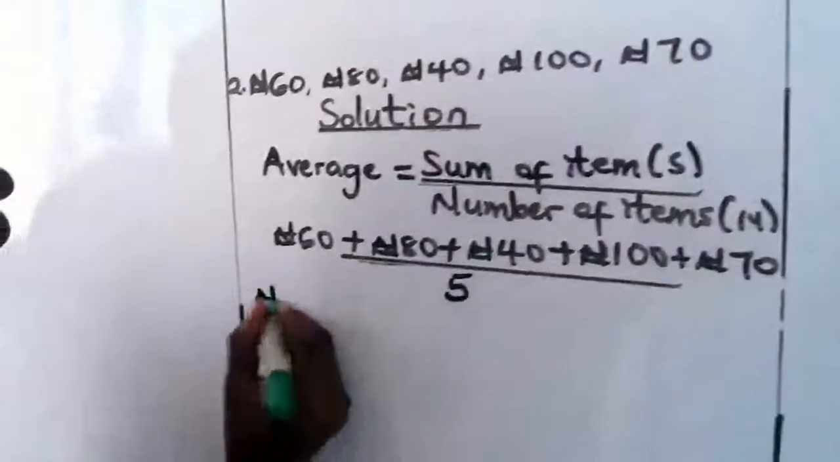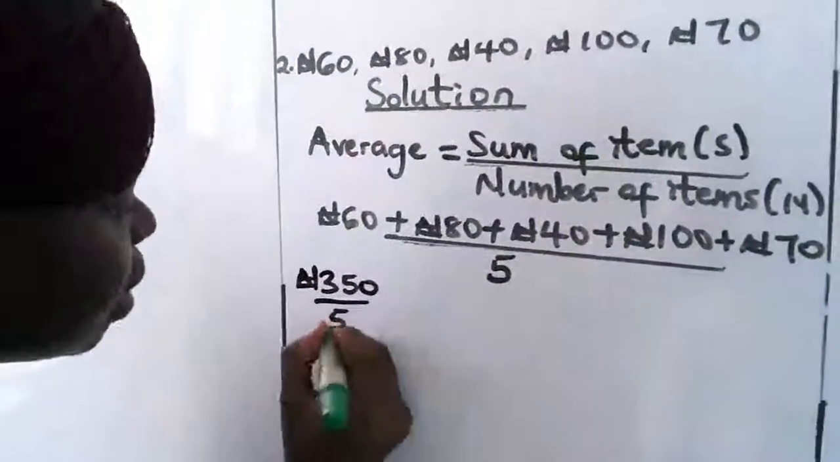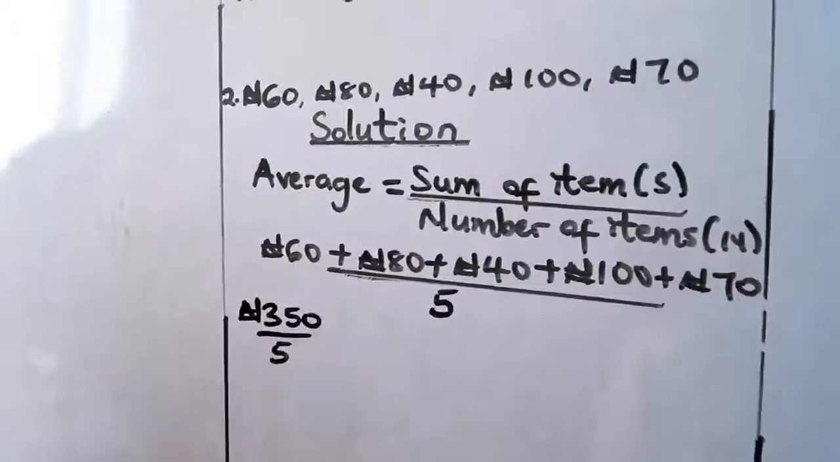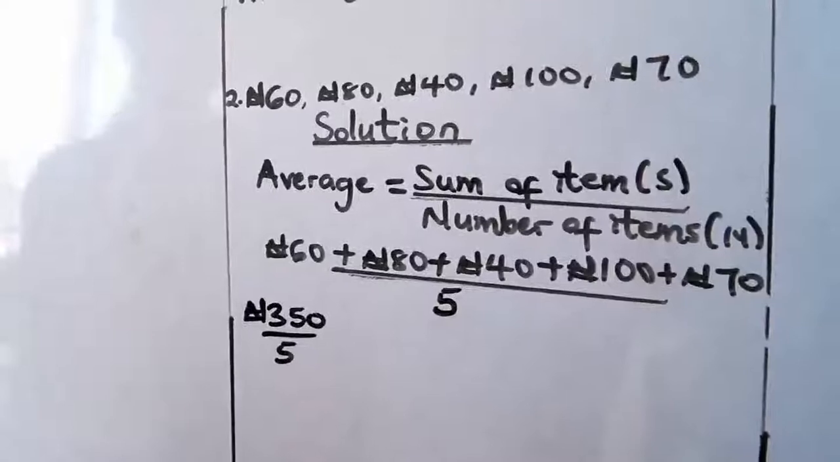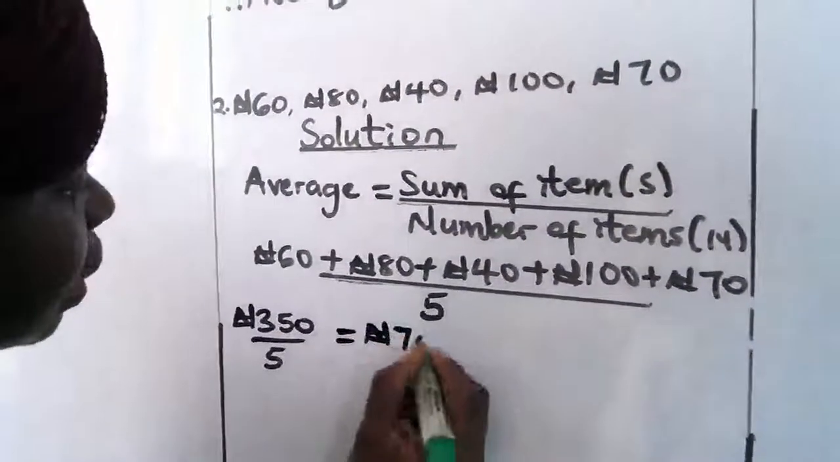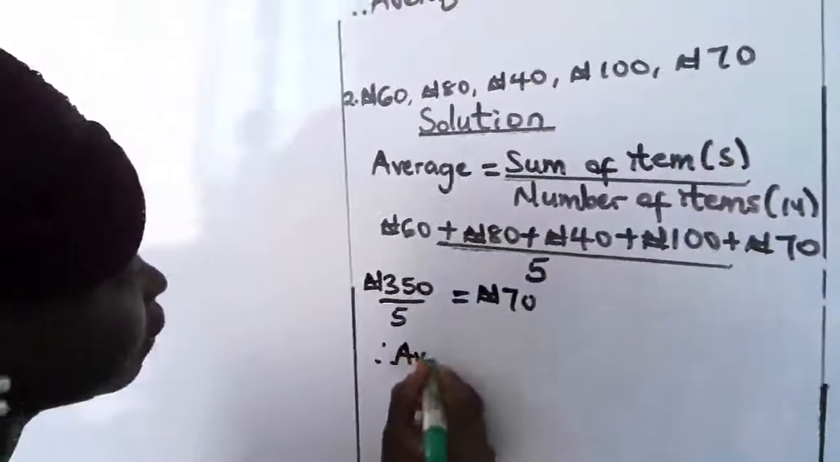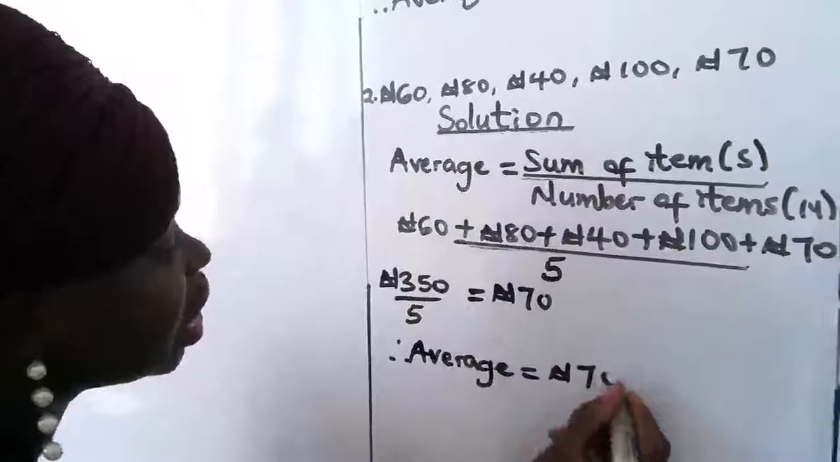Beautiful. So we have here 350. You must not forget to divide. So let's divide together, everybody. 350 divided by 5 gives 70. You can use your long division method to get that. 70. So that means, therefore, the average of this set of values is 70 naira.